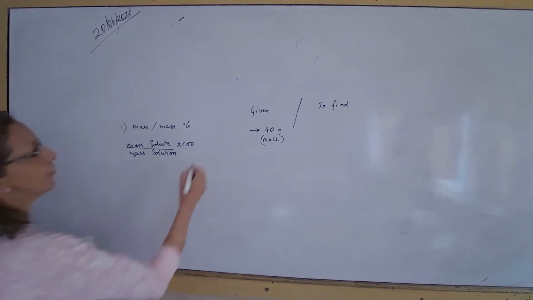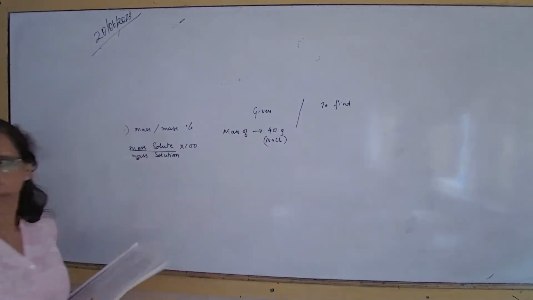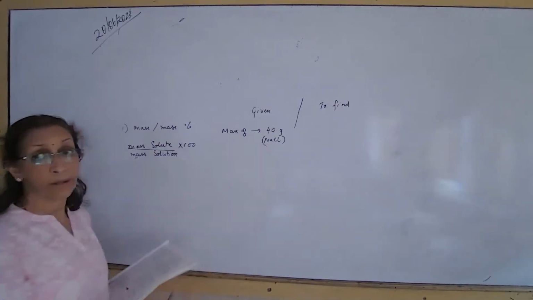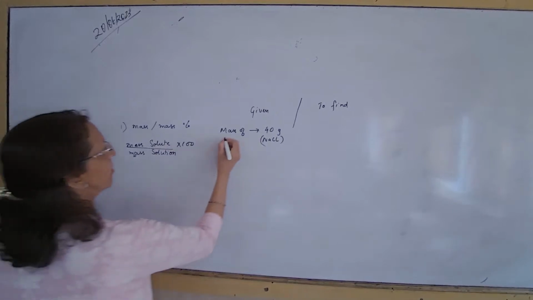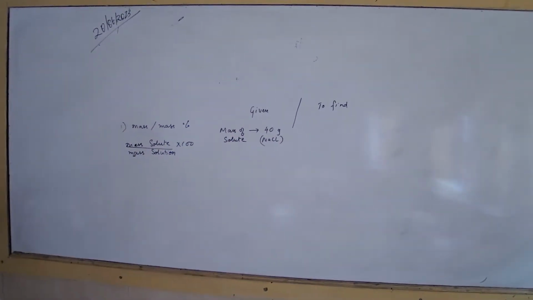So mass of... is it solute or solvent? Is it solution? 40 grams of sodium chloride. Solvent is the liquid. Solute. So mass of solute, that they have given as 40 grams.